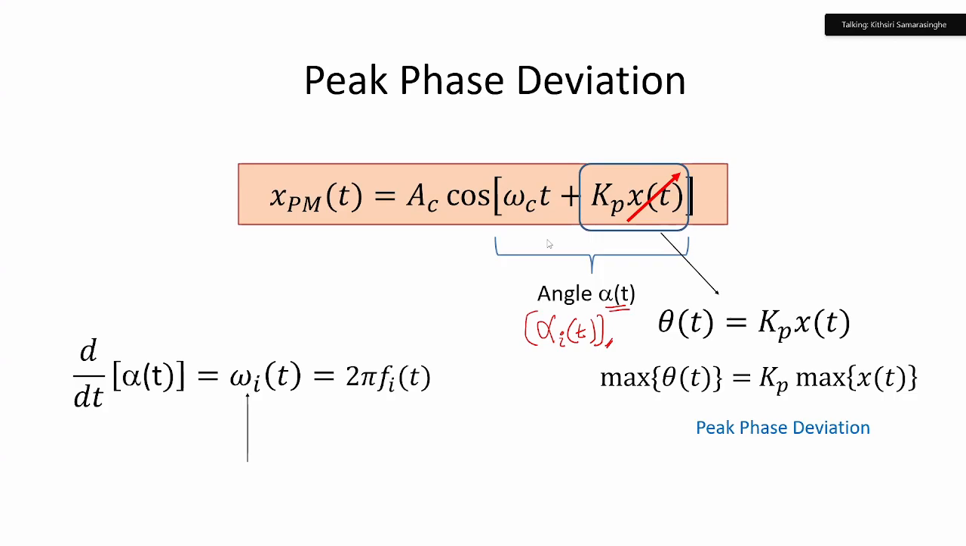Then by definition, we know rate of change of phase of a sinusoidal waveform is angular frequency, omega. So this is the instantaneous angular frequency known as omega i, which is 2π times fi. So what can we call fi? It's the instantaneous frequency of the modulated signal. So by differentiating alpha t, you can find instantaneous angular frequency or instantaneous frequency.